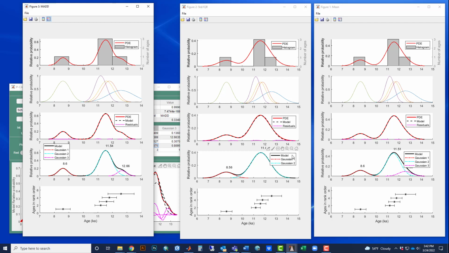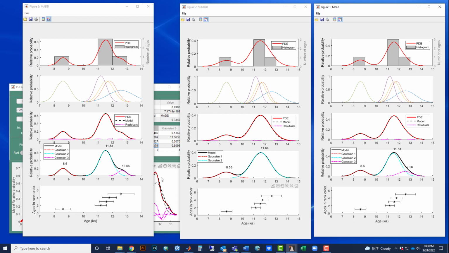When we go down and actually look at the results of these 3, it's pretty incredible. They're all within uncertainty of each other. 11.5, 11.6, and 11.5. The only difference is whether or not we can pull out some of that probability from this older age, which maybe due to its larger uncertainty, or maybe it has a little bit of inheritance. I don't know, I wasn't there. It would be up to the author to interpret their own data, obviously.